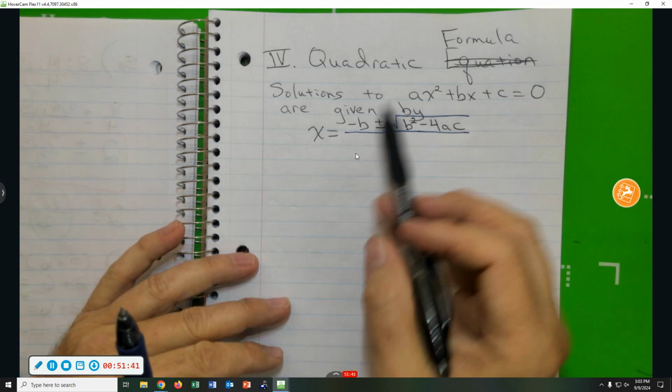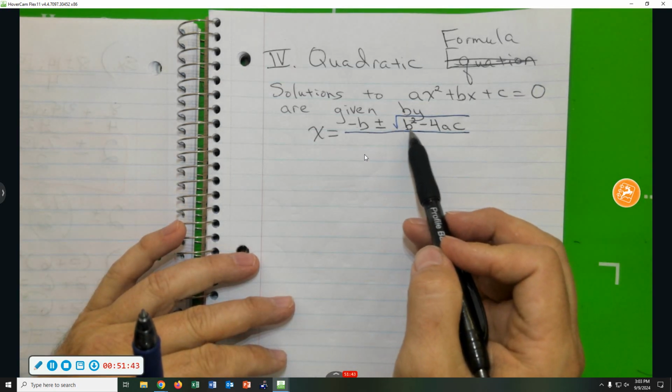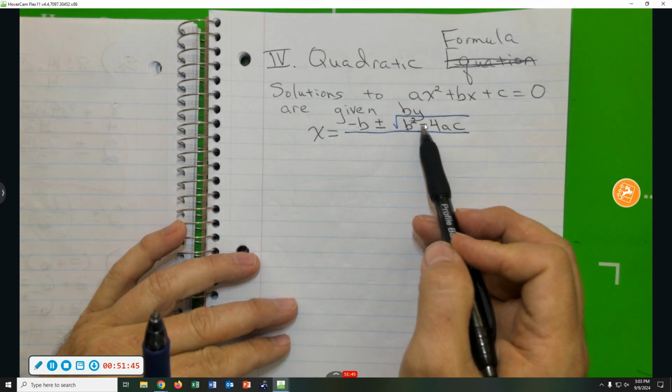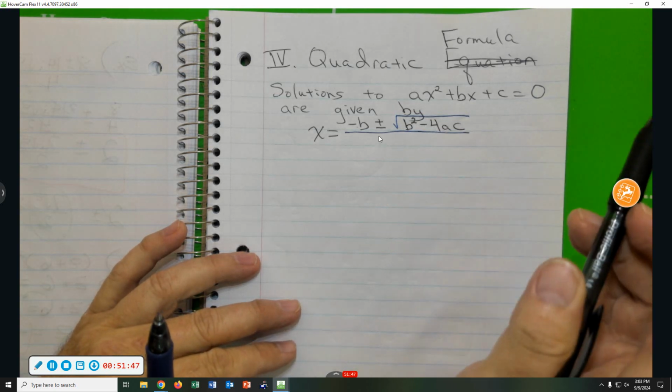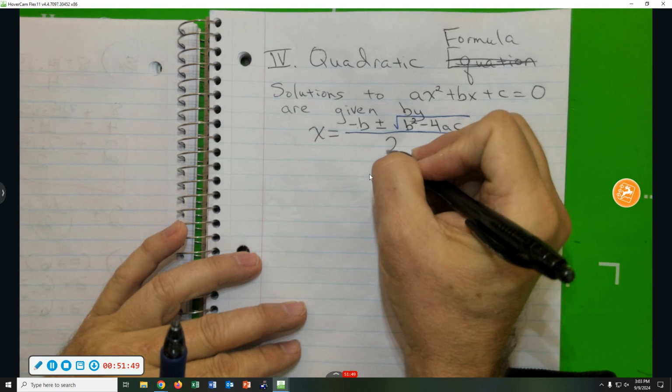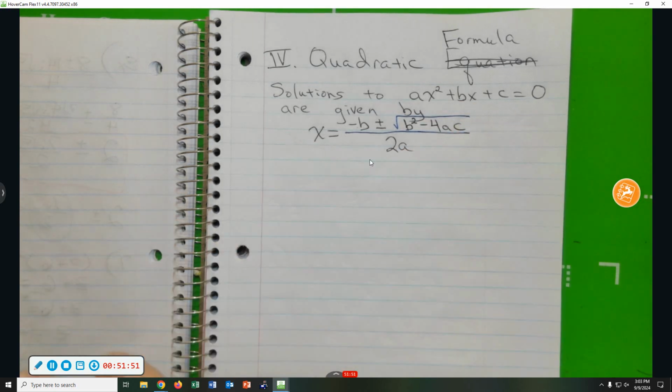We're not through with the formula. It's negative b plus minus the square root of, can y'all read that? b squared minus 4ac all over 2 times the leading coefficient a.